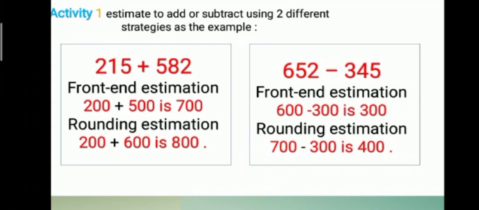Rounding estimation, 200 plus 600. Why? Because the tens is more than 5. So we are going to write 600. So the answer is 800.